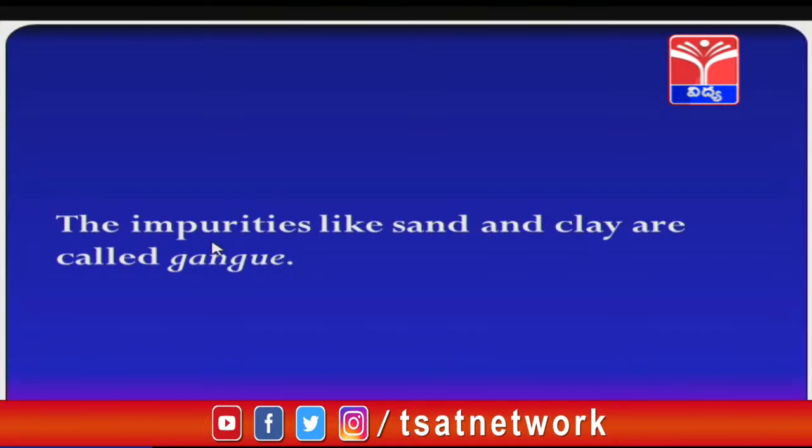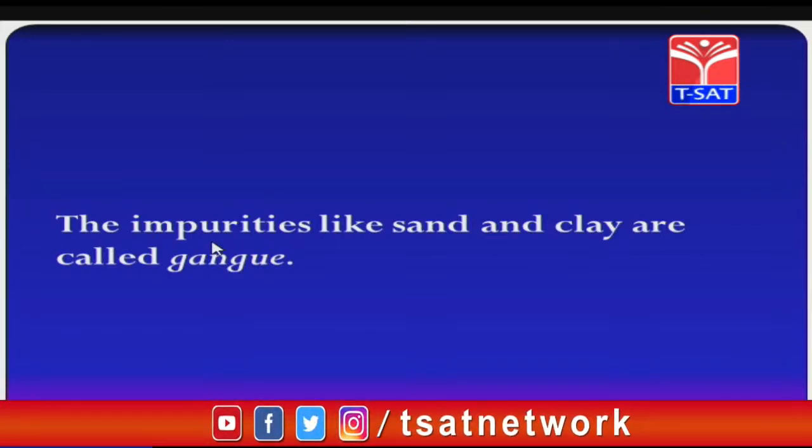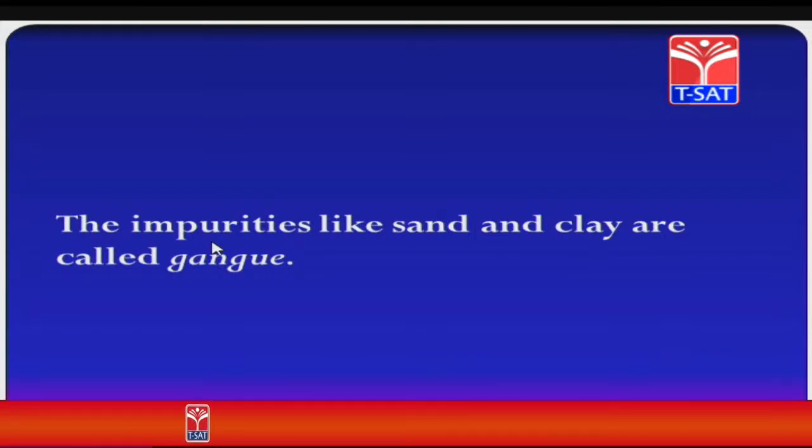Children, what is gangue? As I told you, the ore is obtained from the earth's crust. So, it is combined with sand and other impurities. During the concentration of ore, we are cleaning the ore. After crushing it, we are dressing the ore, we call it ore dressing. What are the impurities which you are removing? They are separated from the pure ore. These impurities are called gangue. So, sand and clay are removed from the ore. That impurity is called gangue.